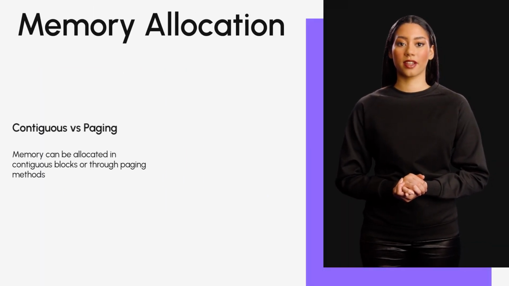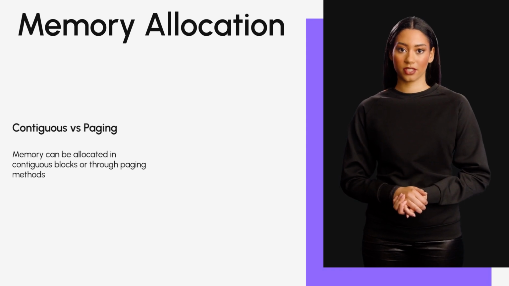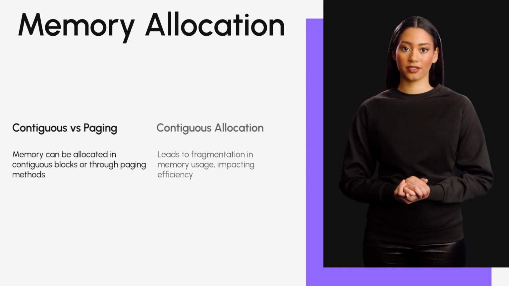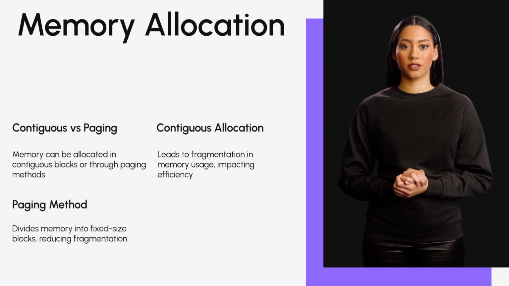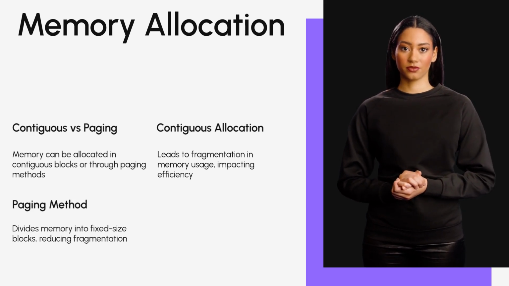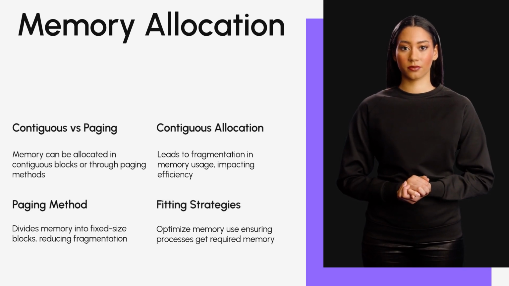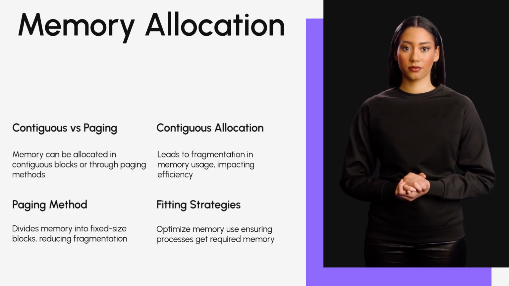Memory can be allocated in contiguous blocks or through paging. Contiguous allocation can lead to fragmentation. Paging divides memory into fixed-size blocks, reducing fragmentation. Different fitting strategies optimize memory use. These strategies ensure processes get the memory they need.